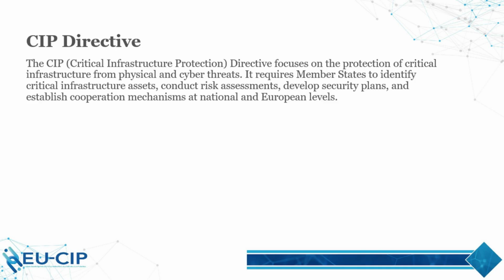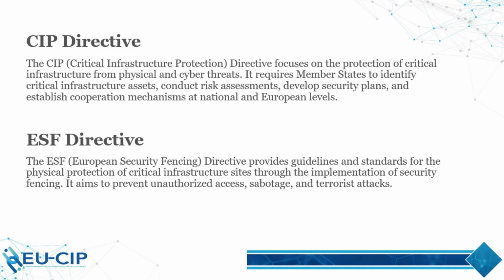2. CIP Directive. The CIP, Critical Infrastructure Protection Directive, focuses on the protection of critical infrastructure from physical and cyber threats. It requires member states to identify critical infrastructure assets, conduct risk assessments, develop security plans, and establish cooperation mechanisms at national and European levels.